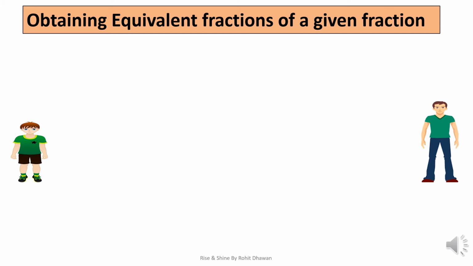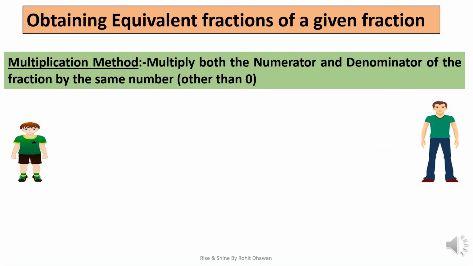In order to obtain equivalent fractions of a given fraction by multiplication process, we have to multiply both the numerator and the denominator of the fraction by the same number other than 0. Let us take a fraction 3/5. Now in order to obtain equivalent fractions of 3/5, we multiply it by same number 2. We get 3 into 2 upon 5 into 2 is equal to 6/10.